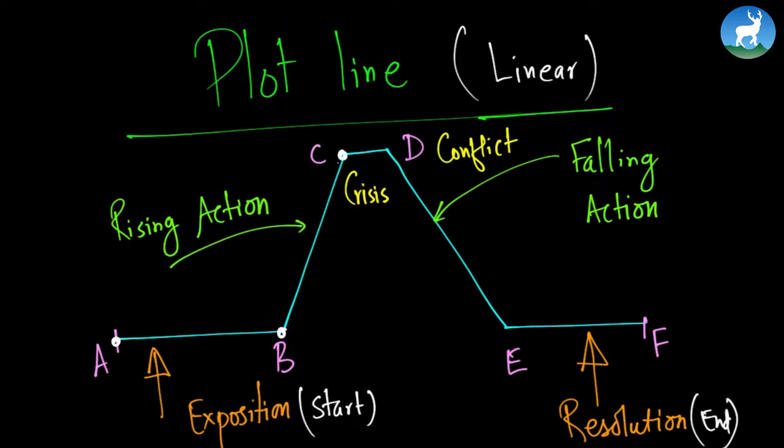Number C is the point of crisis, a lot of tension. When a lot of tension is built up, it's going to explode. So the explosion is there. So number C to D is what we call the crisis conflict line.